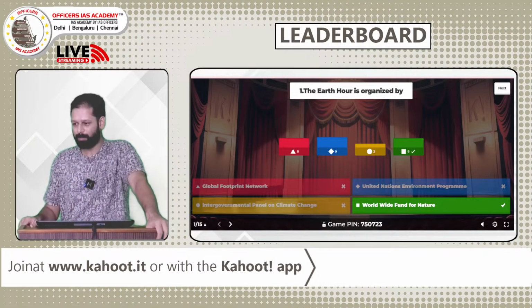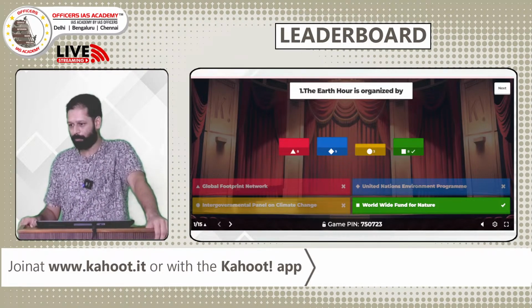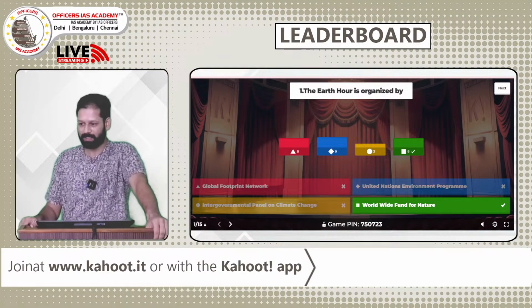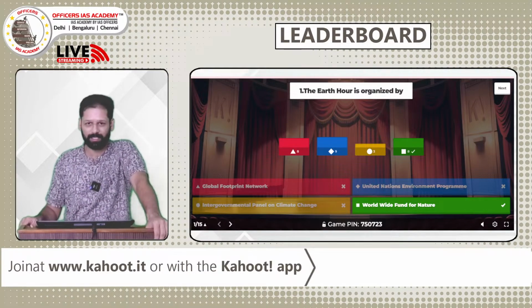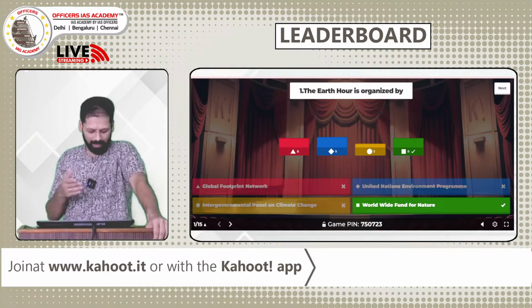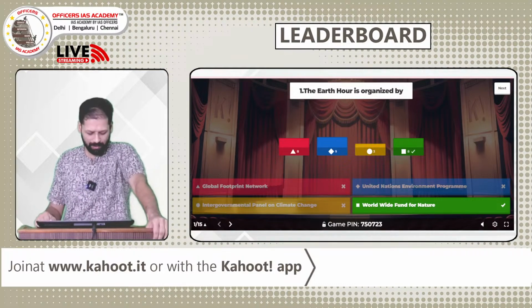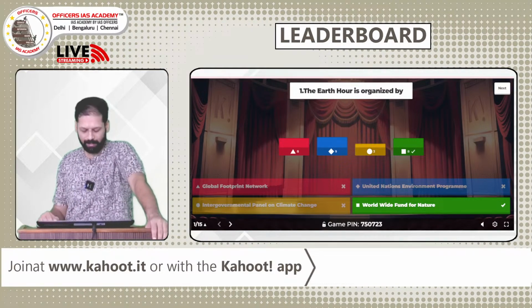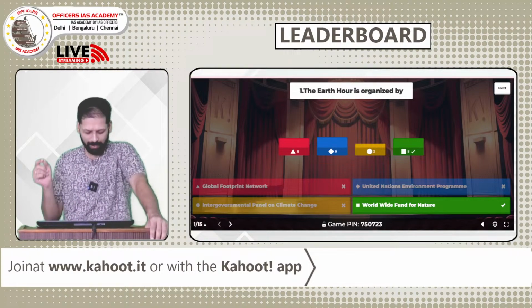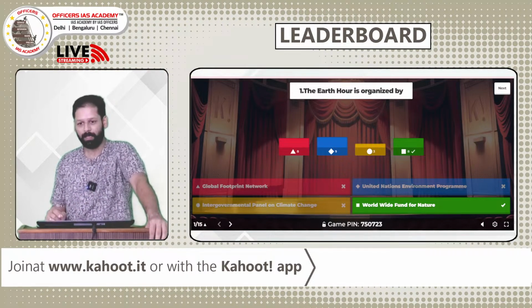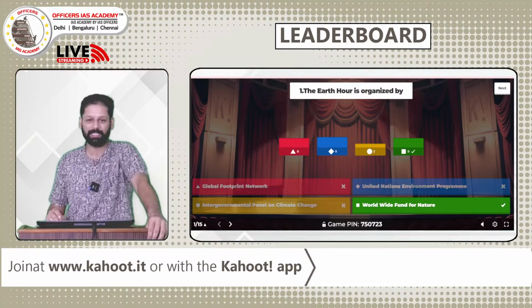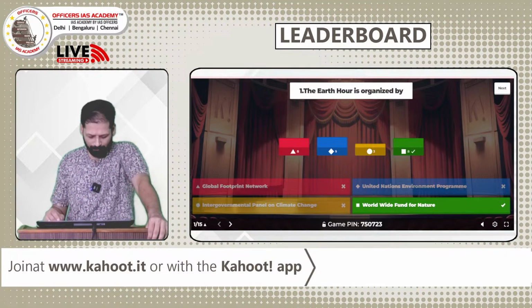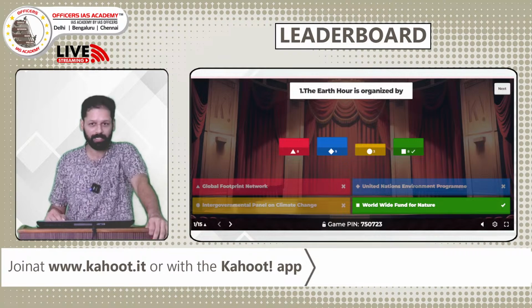Okay, now that's a split verdict. Though quite a few of you have given the correct answer, which is D, the Worldwide Fund for Nature is the answer to the question. It was initiated by this organization. It is something which is held on the last Saturday of every March, where between 8:30 and 9:30 p.m. we switch off all non-essential lighting to throw significance on the importance of conservation of energy.